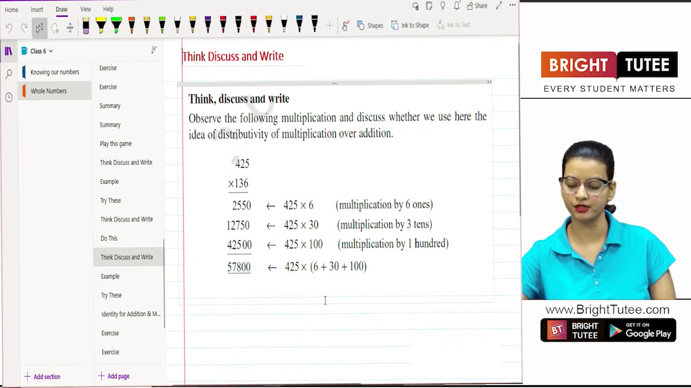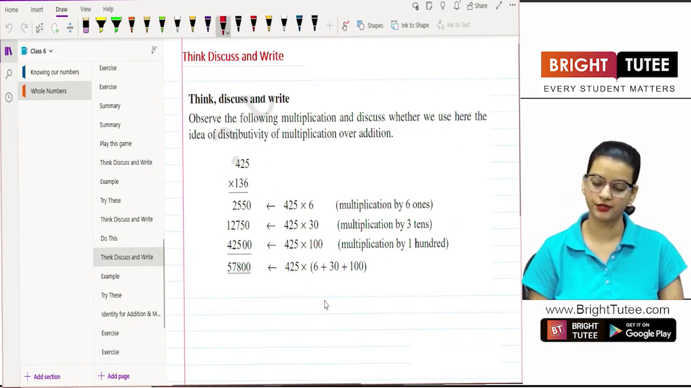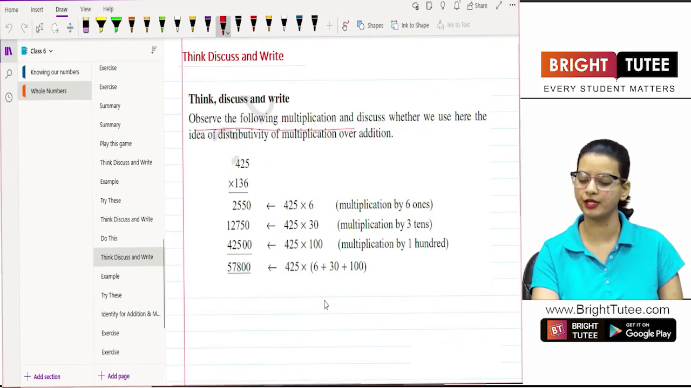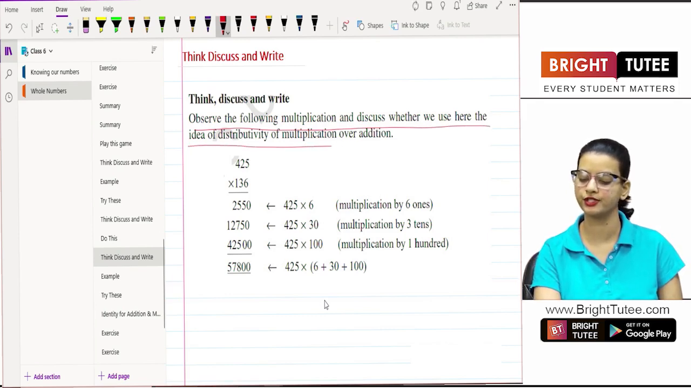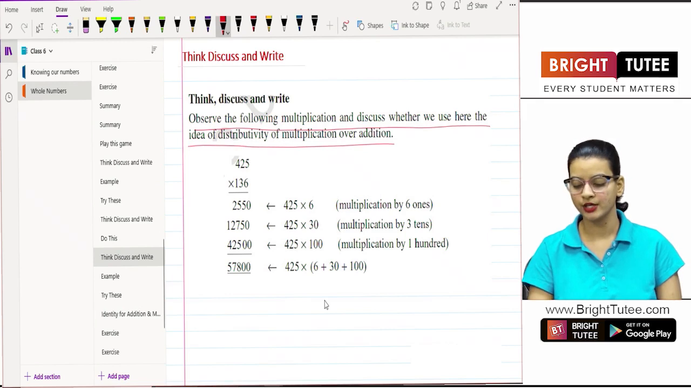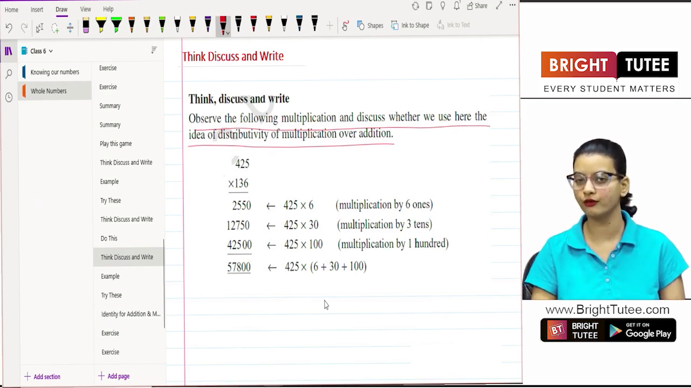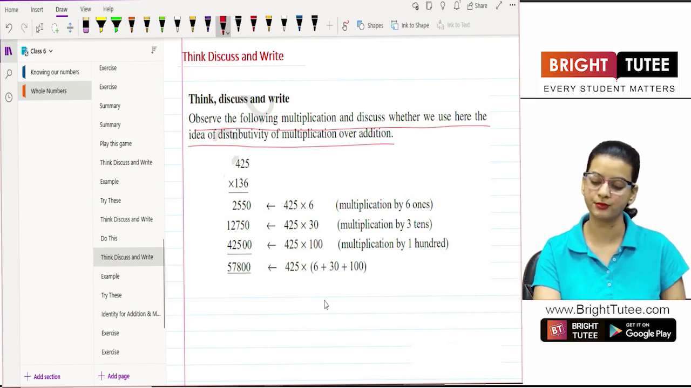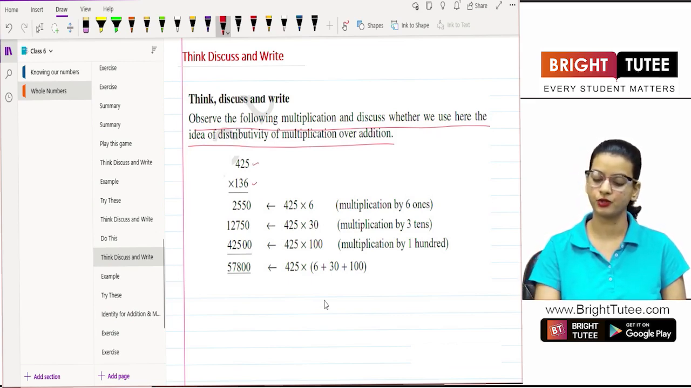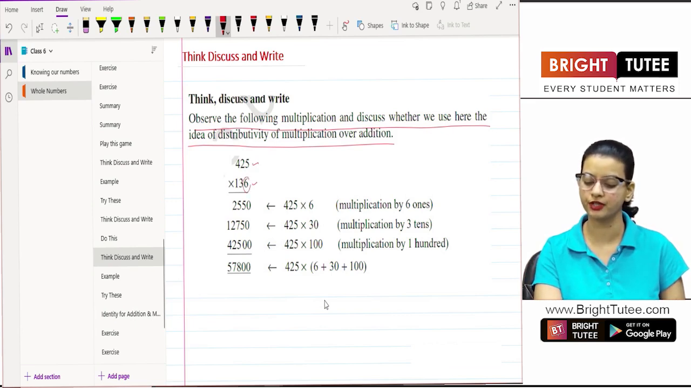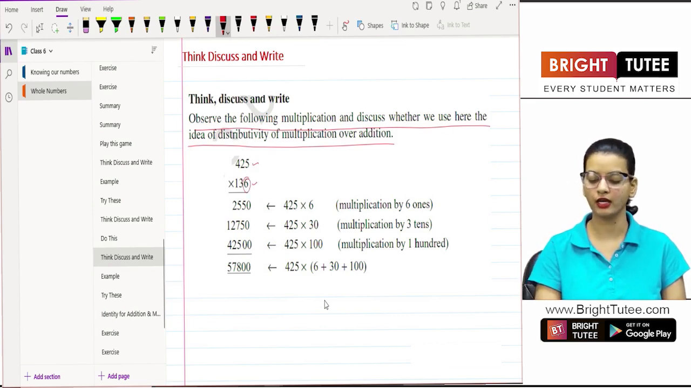Let's move forward. Okay, now discuss and write. Observe the following multiplication and discuss whether we use here the idea of distributivity of multiplication over addition. So over here, are we using the idea of distributivity of multiplication over addition? Let's see that. We have to multiply 425 with 136. We'll start with multiplying the first digit with all the digits.